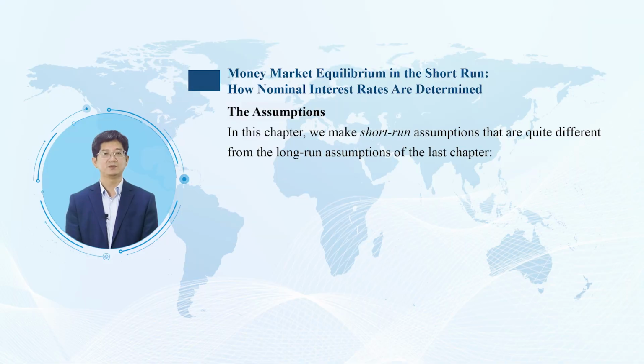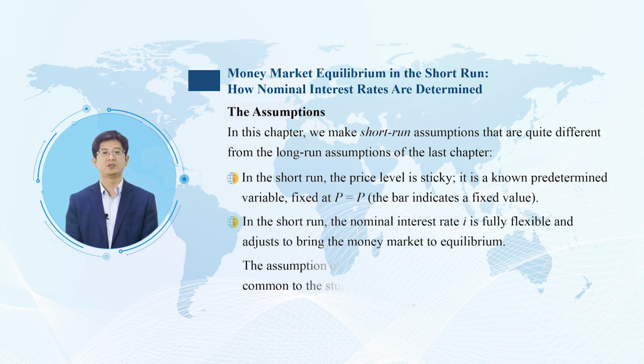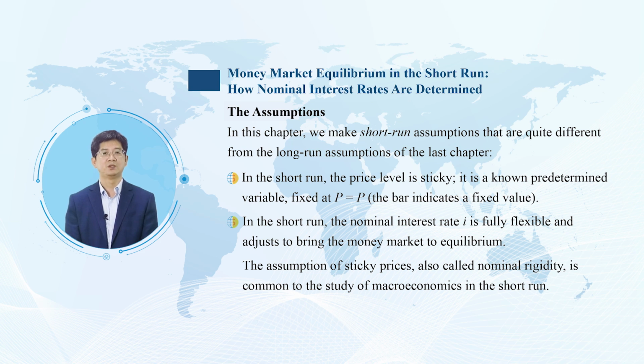Let's look at the assumptions. In this chapter, we make short-run assumptions. The price level is sticky. It is a predetermined variable, fixed at P equal to P bar. The bar indicates a fixed value. The nominal interest rate I is fully flexible and adjusts to bring the money market to equilibrium. The assumption of sticky prices, also called nominal rigidity, is common to the study of macroeconomics in the short run.